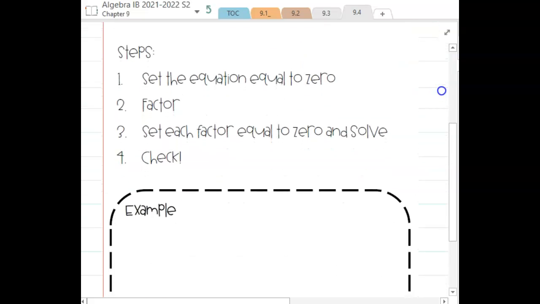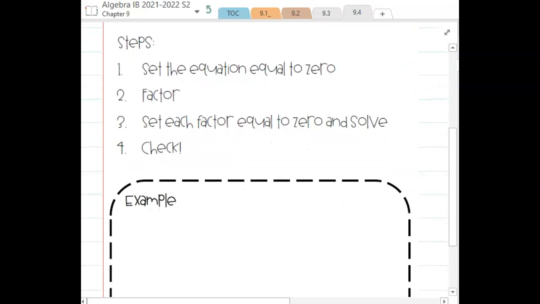So we're going to use that idea to solve these equations. Keeping in mind the zero product property, the first thing you have to do is set it equal to 0. Because it's the zero product property. It's not the one product property. It's not like a times b equals 1, so a has to be 1 or b has to be 1. That's not the case at all. It doesn't work if it's equal to 1. It has to be equal to 0.